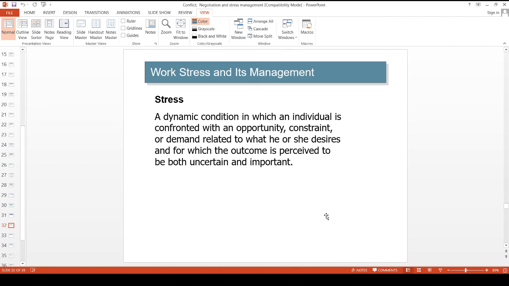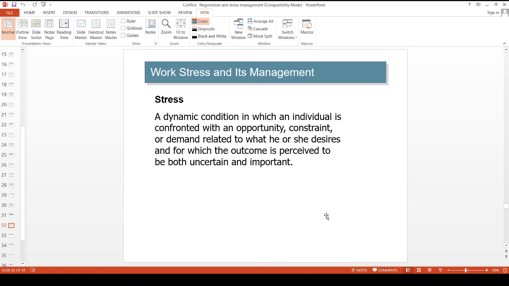Now let's discuss the definition of stress. It is a dynamic condition in which an individual is confronted with an opportunity, constraint, or demand related to what he or she desires, and for which the outcome is perceived to be both uncertain and important. Now again, stress is usually comprised of different situations. Now, what are these situations? Usually, stress is there whenever you are confronted with an opportunity. Whenever you have a particular opportunity, you may be experiencing stress.